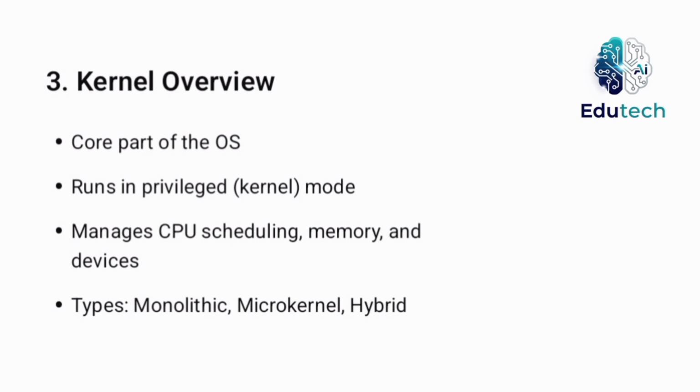Overview of operating systems and kernels. The kernel is a core component of an operating system that runs in privileged mode and has complete control over system resources. It manages CPU scheduling, memory allocation, and hardware interaction. There are different kernel architectures such as monolithic kernels, microkernels, and hybrid kernels. Linux uses a monolithic kernel with modular design, allowing dynamic loading of kernel modules.